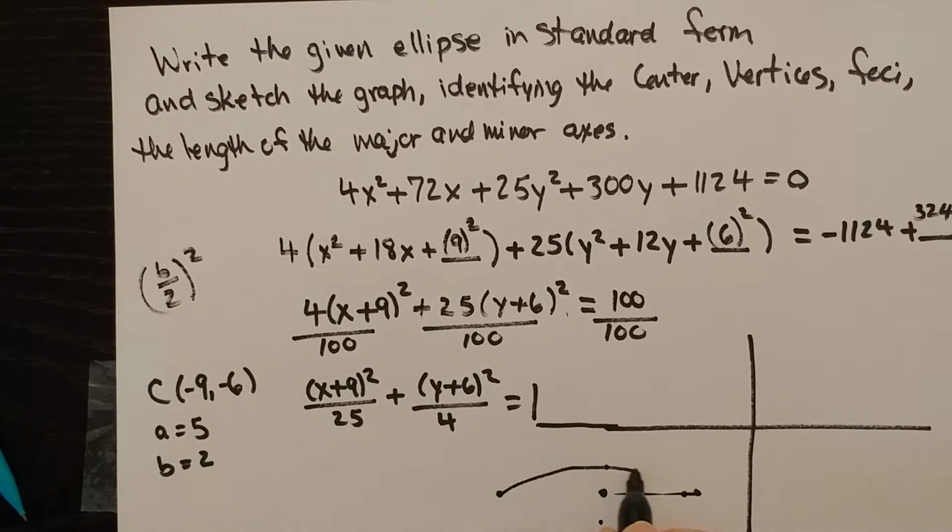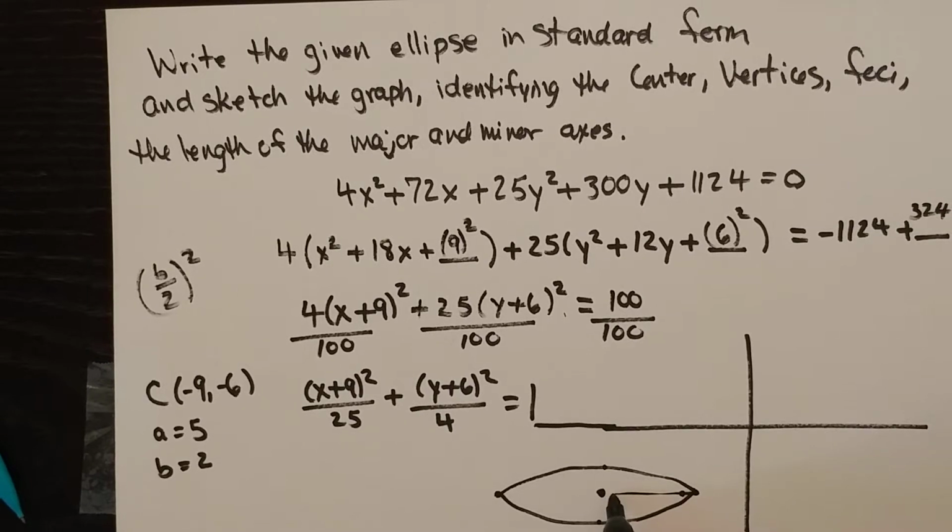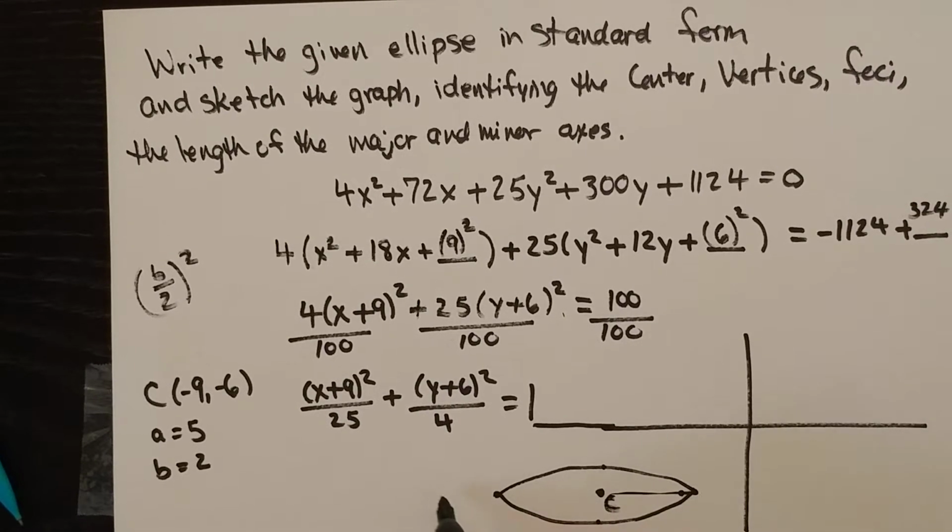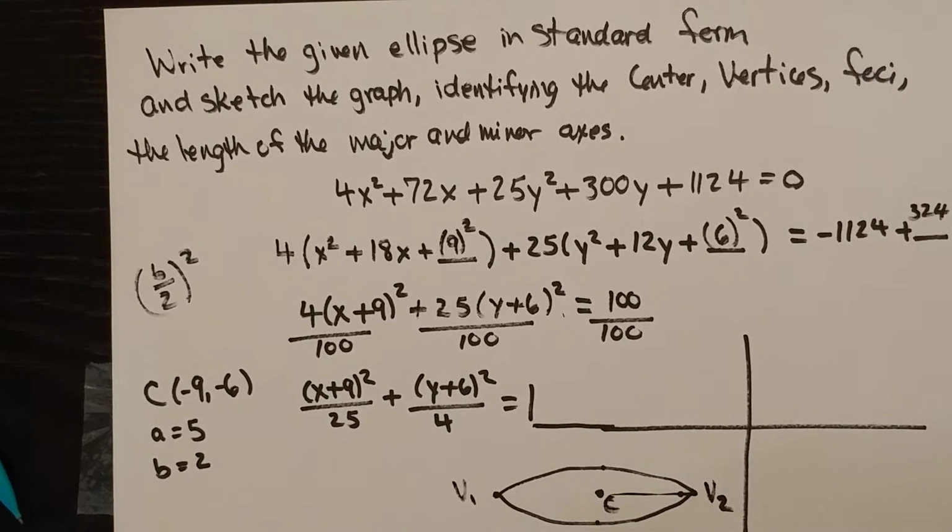And so I'm just kind of sketching this in. That is not very pretty, but that's okay. This is my terrible looking ellipse, but there it is. This is my center. This is the vertex. This is another vertex. And then these are the endpoints of the minor axis. So if I needed to label these, let's see that.